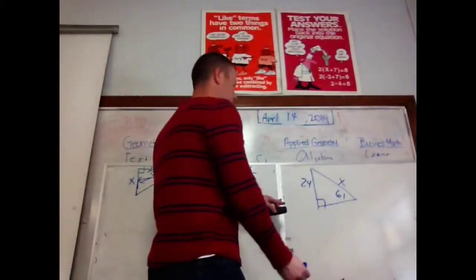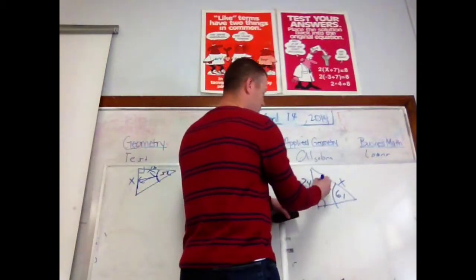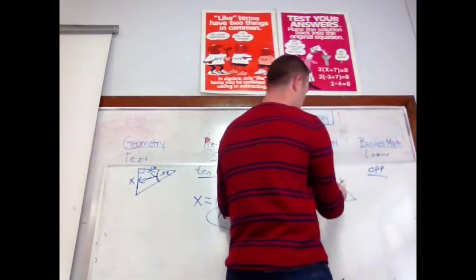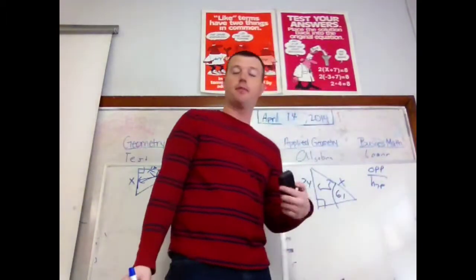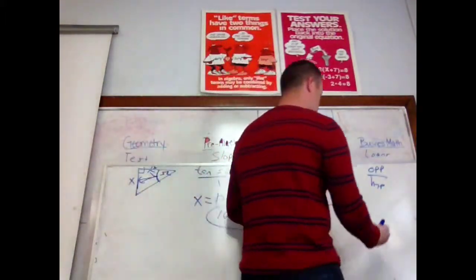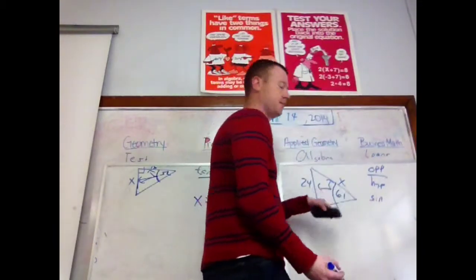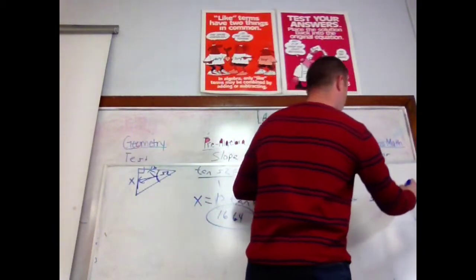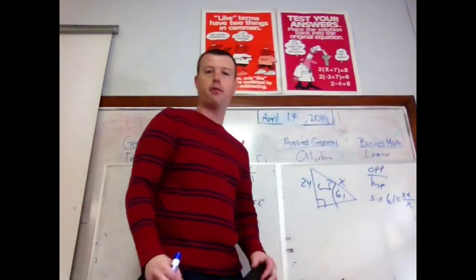Alright, if you notice, going from the angle, we always start from the angle. This is opposite over hypotenuse. So if you remember, opposite over hypotenuse is sine. So you write sine 61 degrees is equal to opposite, which is 24, over x. So that is what we have right now.